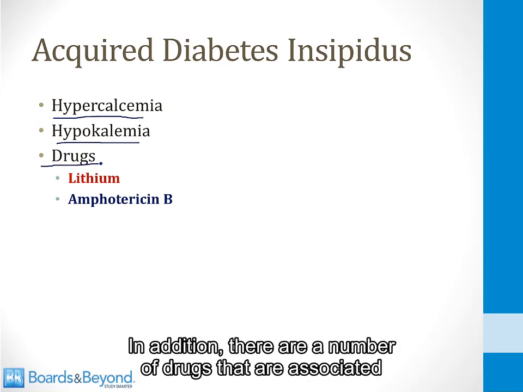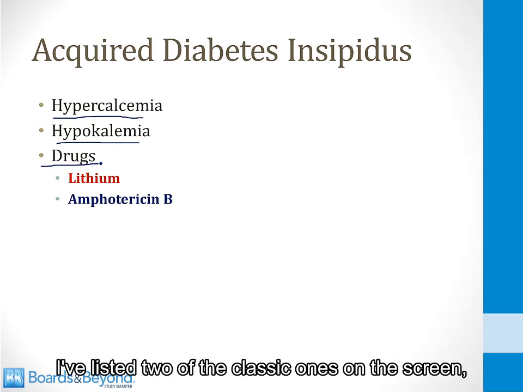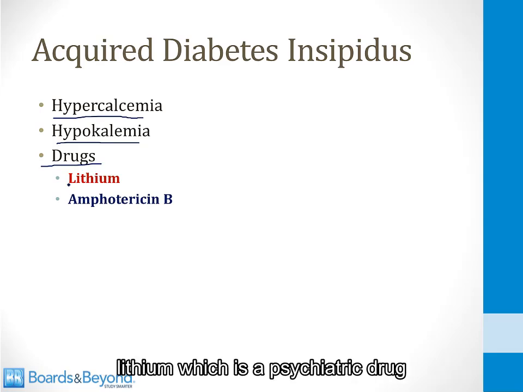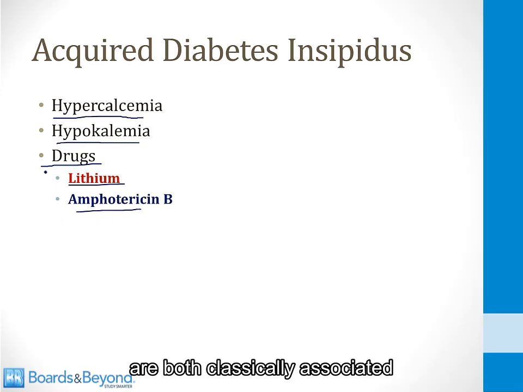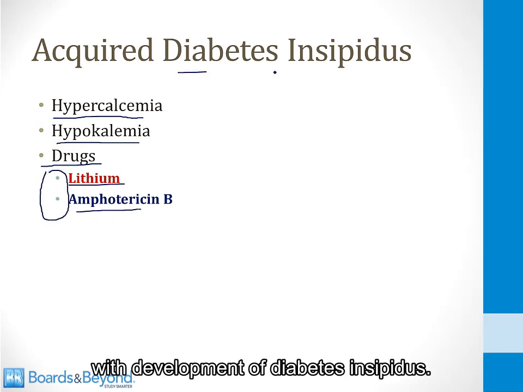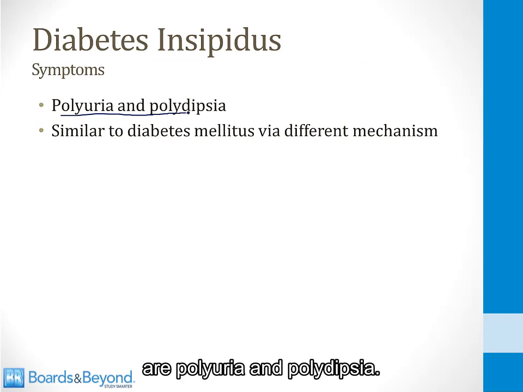In addition, there are a number of drugs that are associated with nephrogenic diabetes insipidus. I've listed two of the classic ones on the screen. Lithium, which is a psychiatric drug, and amphotericin B, which is an antifungal drug, are both classically associated with development of diabetes insipidus. The symptoms of diabetes insipidus are polyuria and polydipsia.